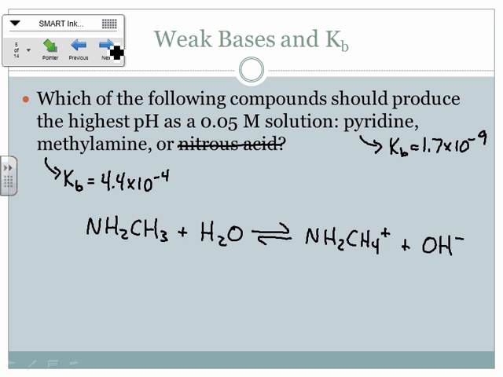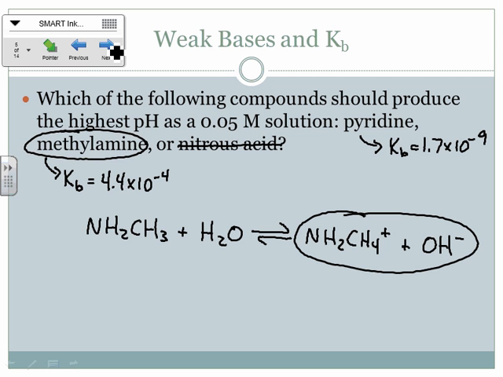And this is going to happen more often than the pyridine taking a hydrogen from water and making OH minus, okay? So there will be more OH minus in the solution coming from the methylamine than there will be from the pyridine. And for that reason, because there's a higher concentration of OH minus coming from the methylamine, that's going to have the highest pH. Does that make sense? I want to make sure I'm not making any mental leaps. Okay.